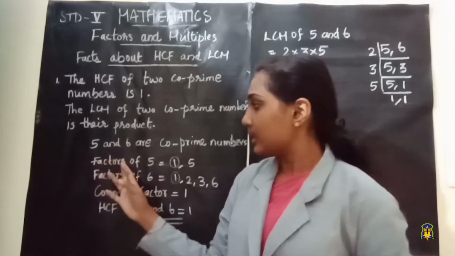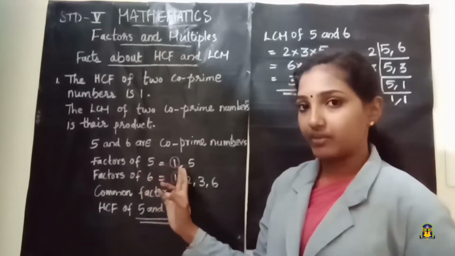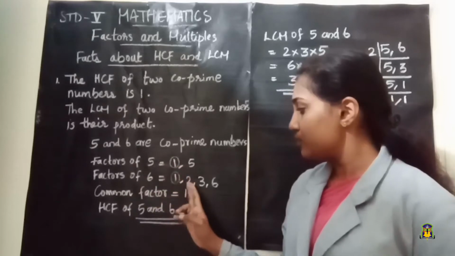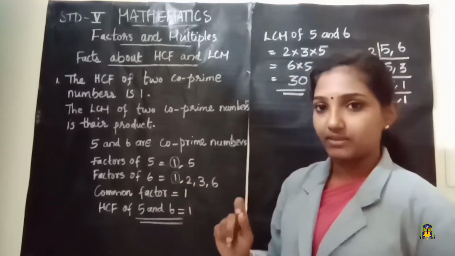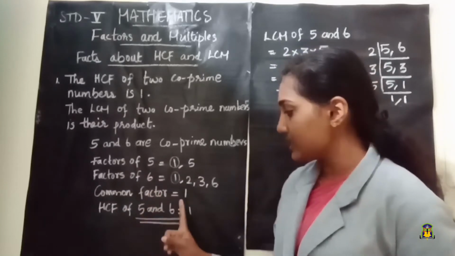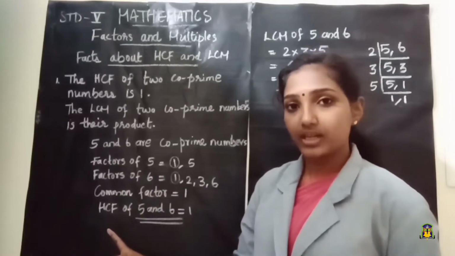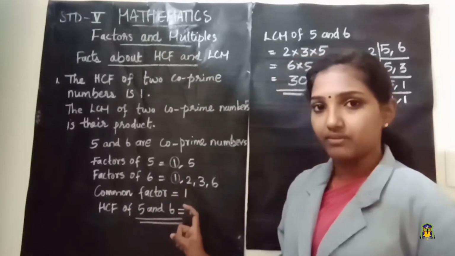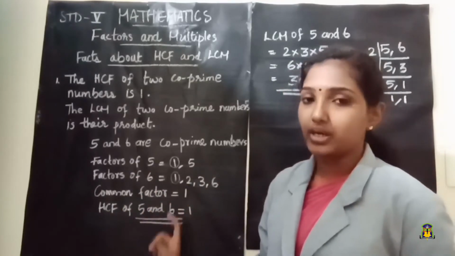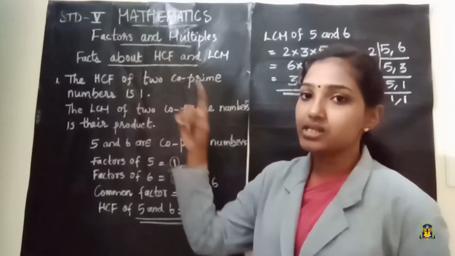Okay, so here it is written the factors of 5: 1 and 5. Then the factors of 6: 1, 2, 3 and 6 are the factors. So the only common factor is 1. So the highest common factor here is 1 itself, right? So the HCF of 5 and 6 is equal to 1. So for every number, the HCF of two coprime numbers is 1.